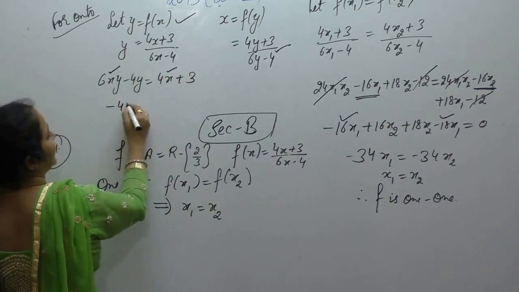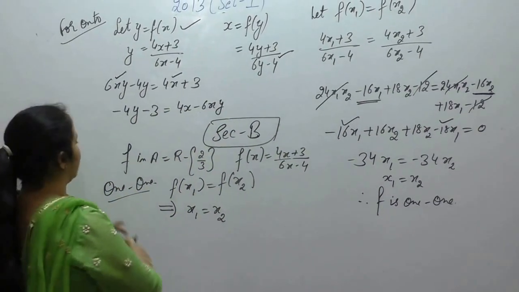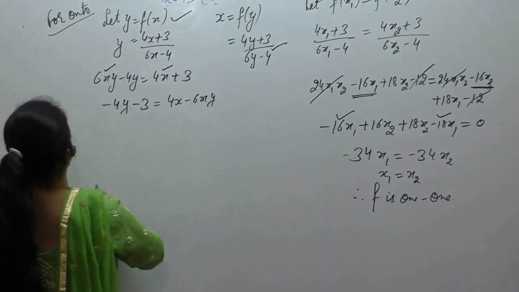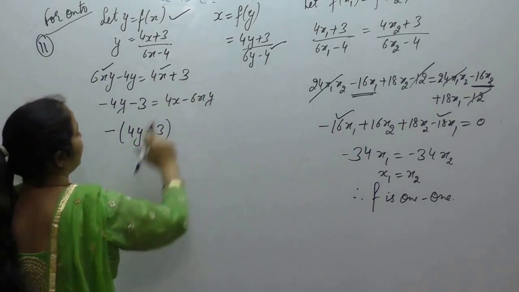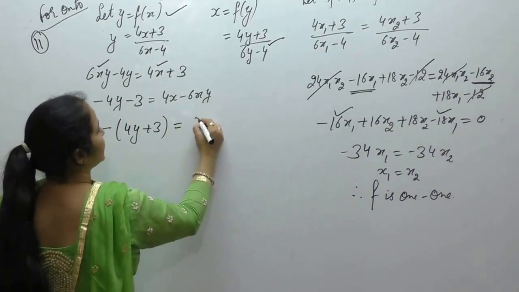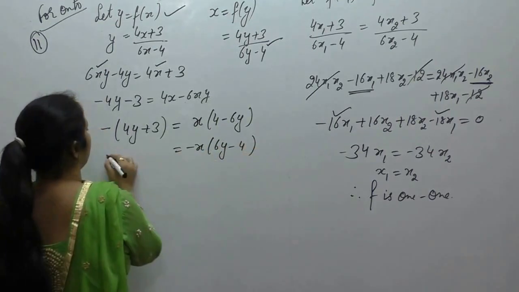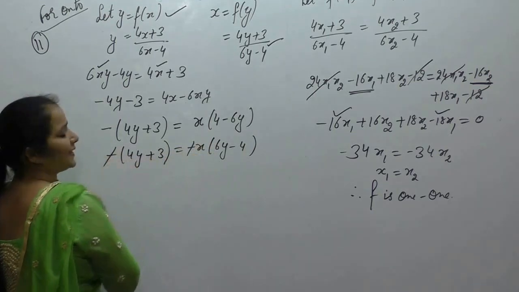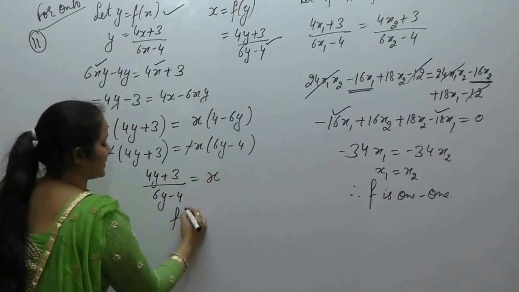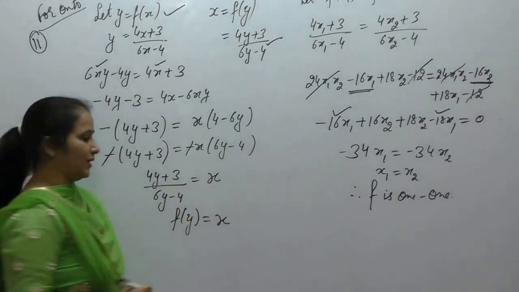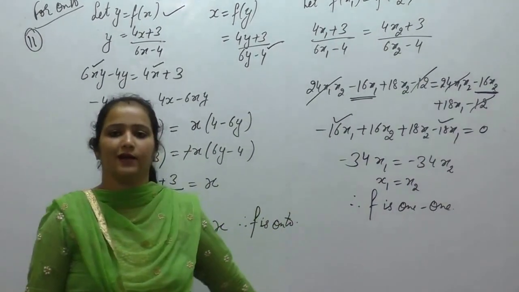We will take the x terms to one side: 6xy - 4x = 4y + 3, which we can write as -4y - 3 = 4x - 6xy. Now in the next step, take negative common: 4y + 3. This is the term here, 4y + 3. From here take x common, 4 - 6y. If we take negative common, then x(6y-4) = 4y + 3, the negative sign cancels from both sides. So (4y+3)/(6y-4) = x. This is the value of f(y). So x = f(y). Therefore the function is onto. We have proved two parts: the function is one-one and the function is onto.